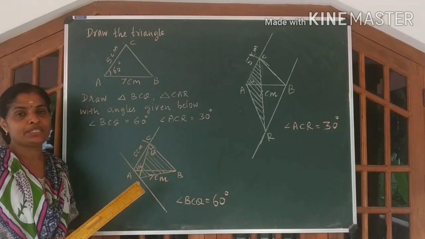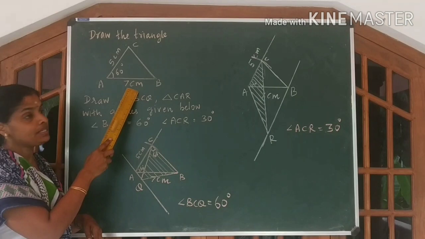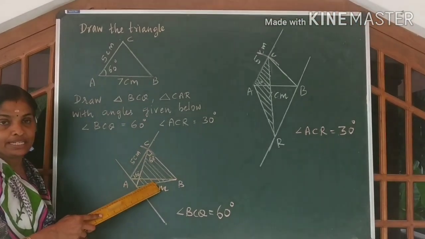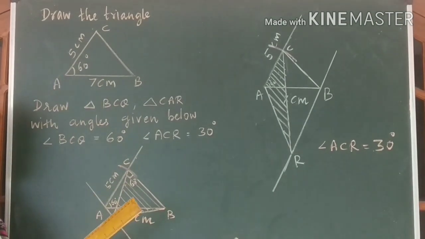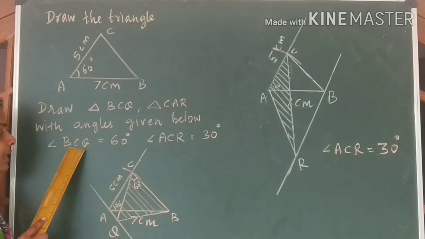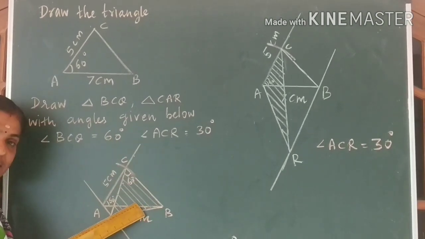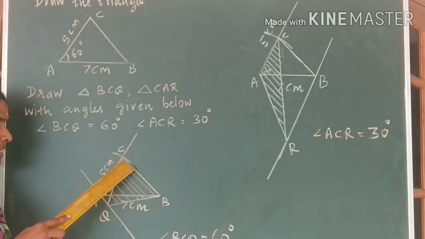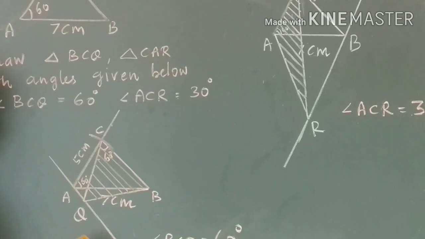Come to the homework first of all. Question I gave you in the previous class. Answer for the question: draw triangle ABC of the given measure. Draw triangle BCQ with angle BCQ equal to 60 degree. Look at the answer. See, this shaded triangle is our required triangle.